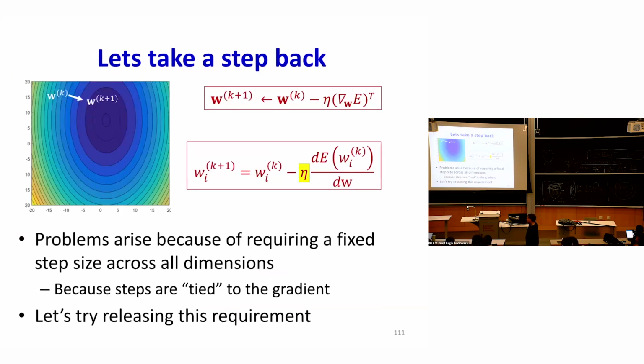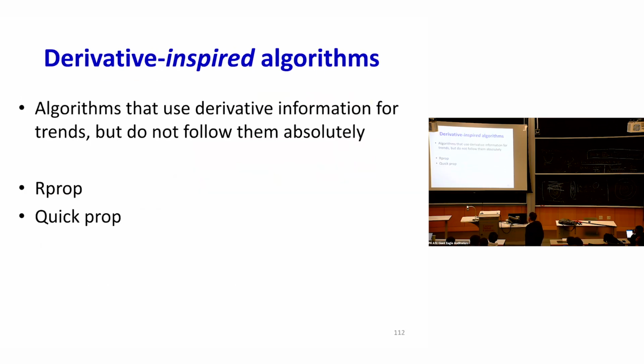If I take a step back, the problems arise because of requiring a fixed step size across all dimensions because we want to perform gradient descent. And gradient descent makes sense in high dimensional functions because that's the easiest thing to be doing. Computing derivatives is easy. But then let's try releasing this requirement that every single component must have the same step size. There were lots and lots of ways of doing it.